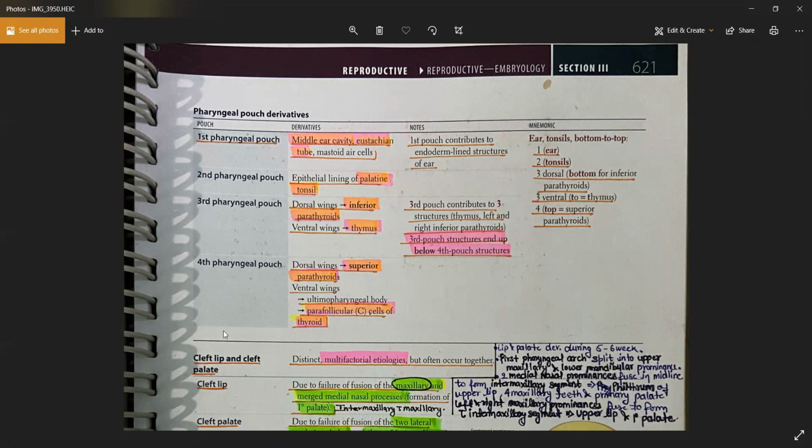Any doubt on the pouches, please ask. Yes, please. Will the superior parathyroid move upward or will it stay in its location?